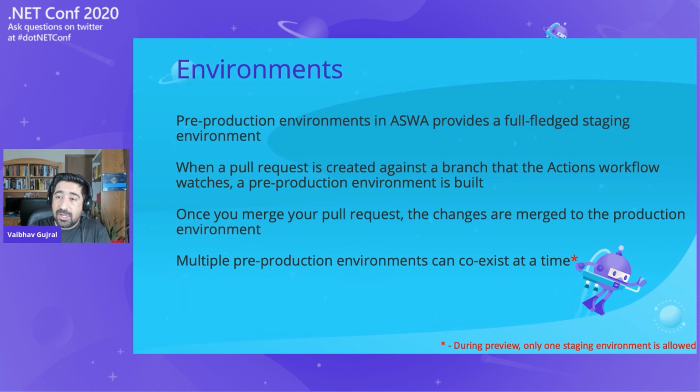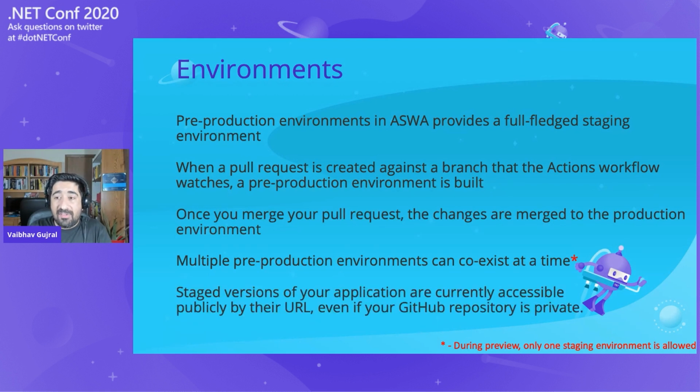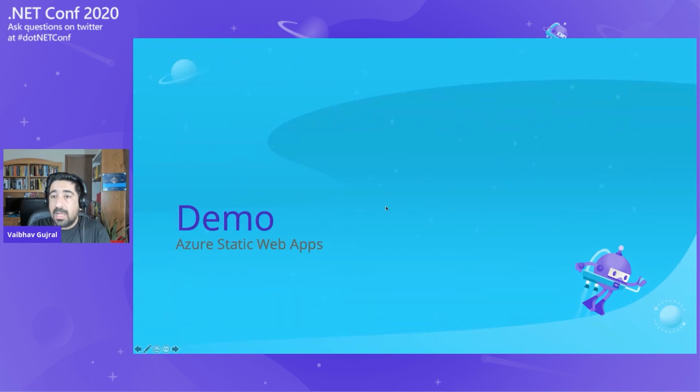Microsoft documentation says that multiple pre-production environments can coexist at a time, but since this service is currently in public preview, it only supports one pre-production environment. Be aware of the fact that staged versions of your applications are currently accessible publicly by their URL, even if your GitHub repo is private.